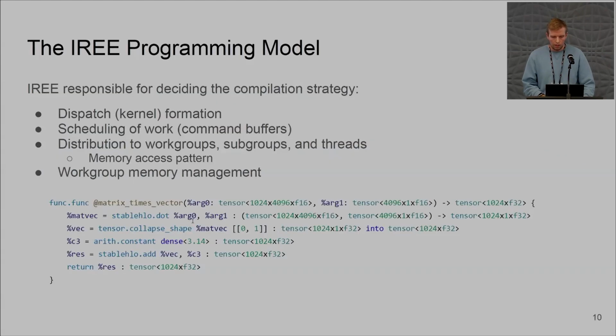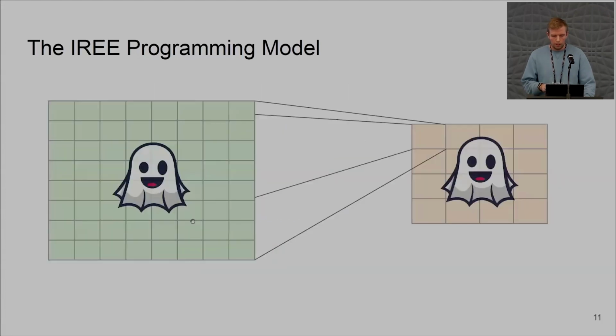IREE has its own programming model, and we benefit from the inputs being so high level. So our inputs are MLIR programs that very closely model the Python-based frameworks. For example, we can have high-level operations like matrix multiplication. We can have operations over very large tensor types with dynamic dimensions. And in this case, IREE is responsible for both deciding what goes into each kernel, how to exactly schedule the work, and what to do within kernels. IREE will take care of all of the indexing and distributing the work into work groups, subgroups, and threads.